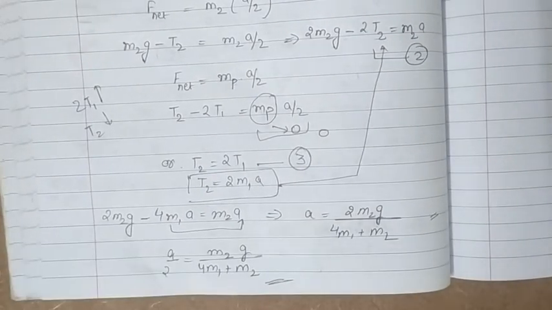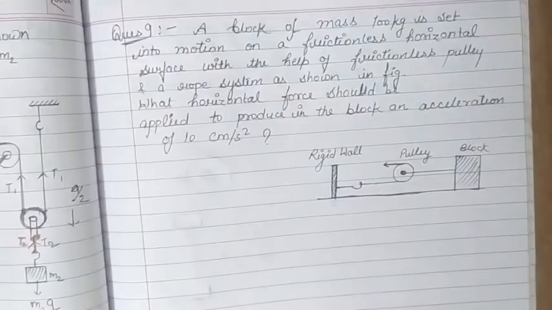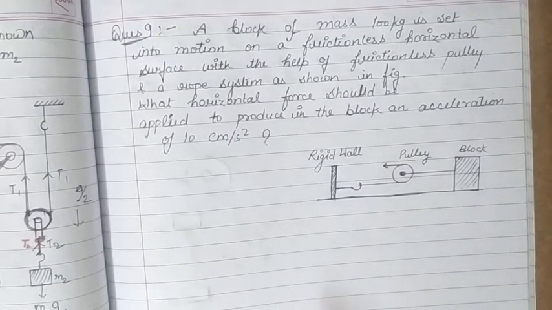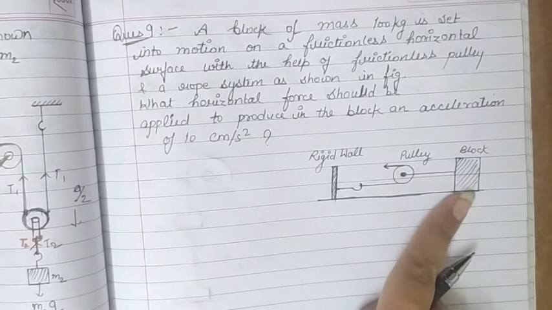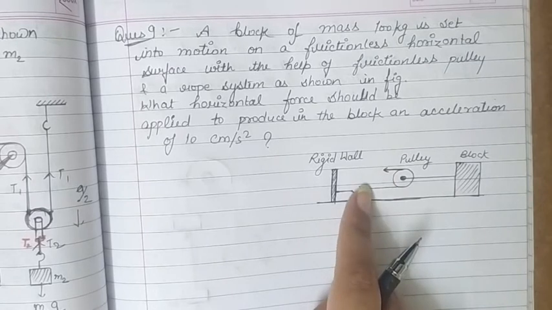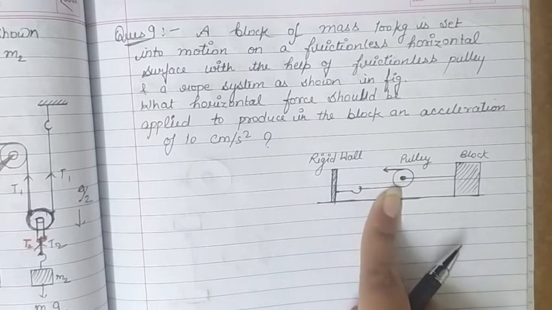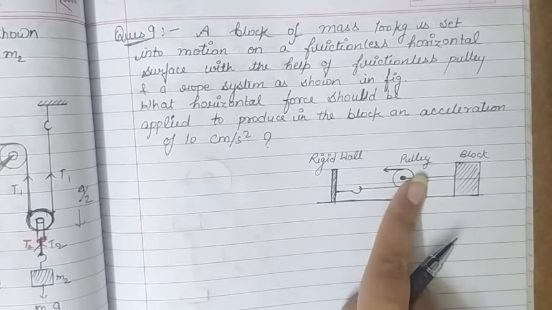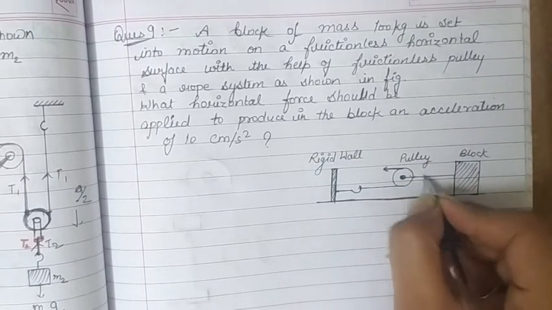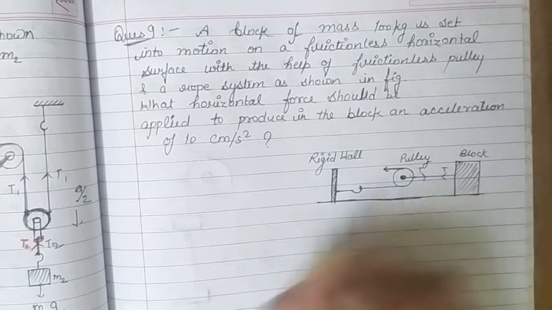Moving to question number 9. Question number 9 states that we have a block of mass 100 kilograms which is set into motion. It is moving on a frictionless horizontal surface with the help of this frictionless pulley and a rope, right? So there must be a tension at this point of contact. So let's mark these tensions T and T.